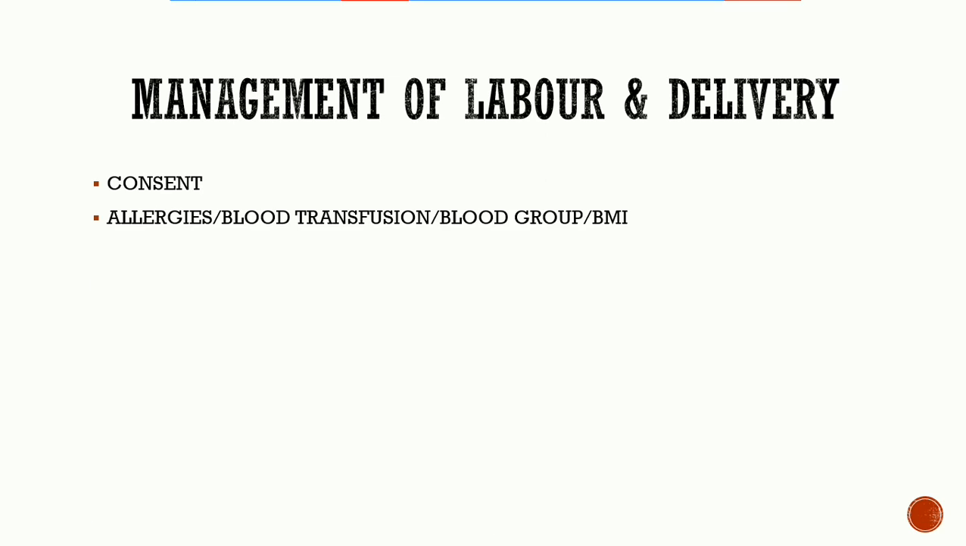The next station would be management of labor and delivery. Do not forget consent. These are the things that you would ask mostly in most of the cases. I'm repeatedly saying them so that you remember them. Allergies, blood transfusion. In a patient who's in labor, you will not ask about family history or social history, for example. No, you will ask only specific things: whether she has any medical complications, whether she has undergone any surgeries before, whether she's allergic to something, blood transfusion, blood group, BMI. These limited things are what you would be asking a patient who's in labor.